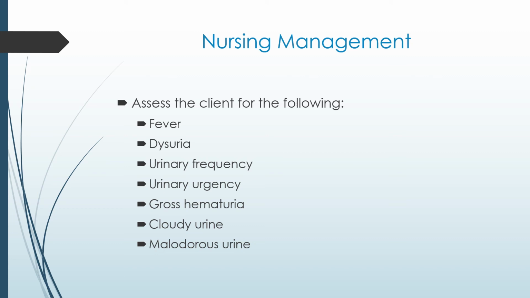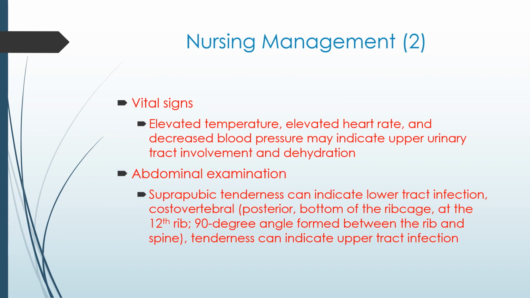So nursing management: we will assess, because this is what nurses do, the client for the following: fever, dysuria, urinary frequency, urinary urgency, gross hematuria, cloudy urine, malodorous urine. Listen up, and then listen up one more time, ladies and gentlemen. We are going to assess vital signs. Elevated temperature, elevated heart rate, and decreased blood pressure may indicate upper urinary tract involvement and then dehydration.